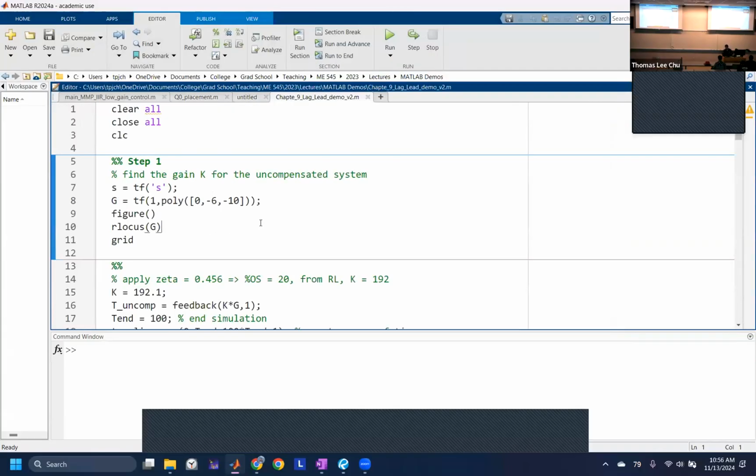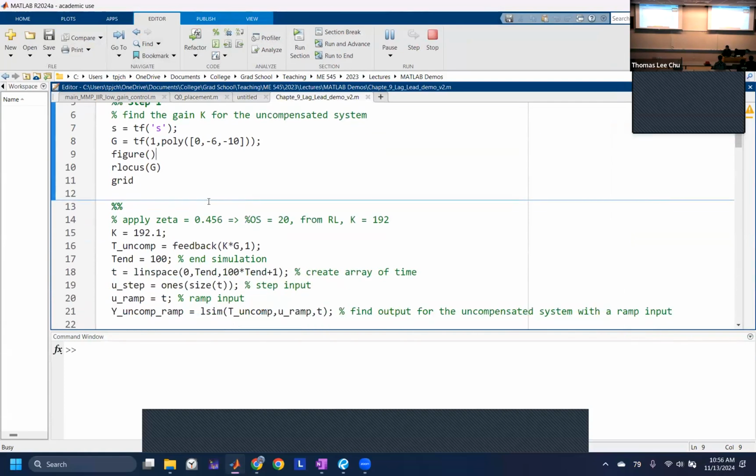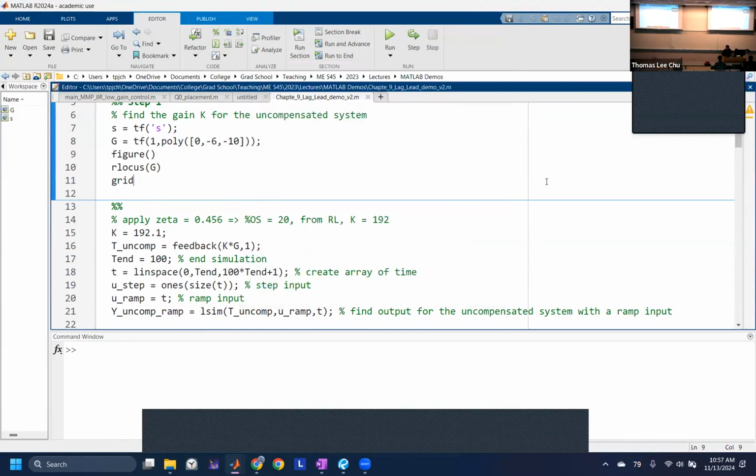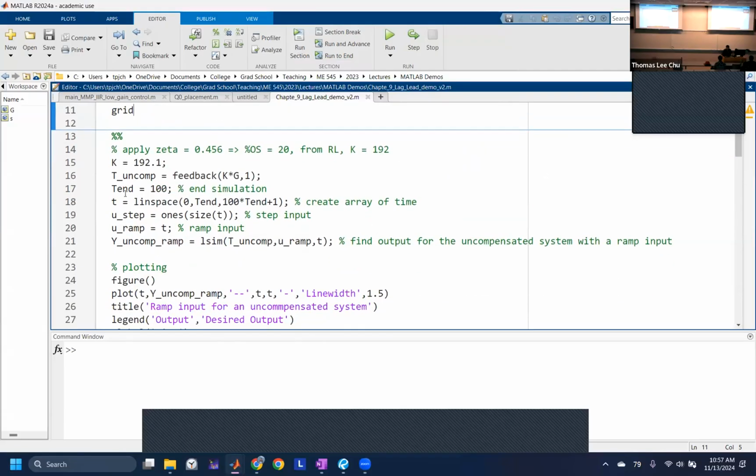So this is our lag lead system, and this is our uncompensated system. I created the root locus for it, and there you go. I was able to find 192 for 20% overshoot, which is somewhere around here. 192, close enough. Okay, wow, I got 192.1. I'm going to get rid of that.